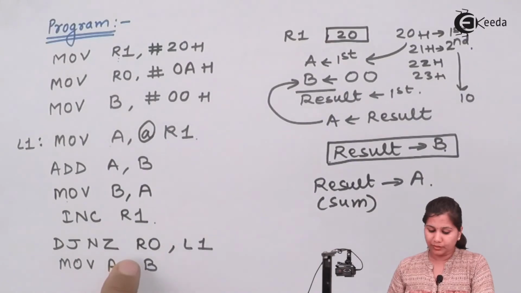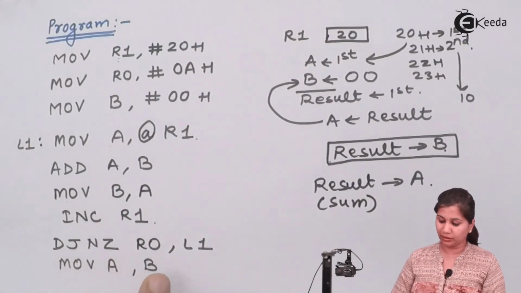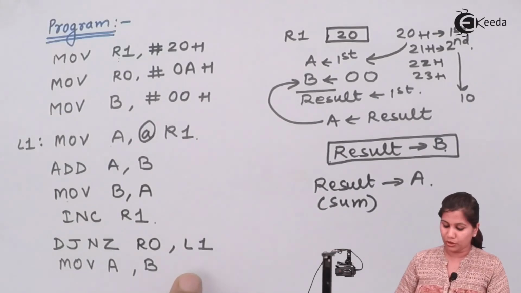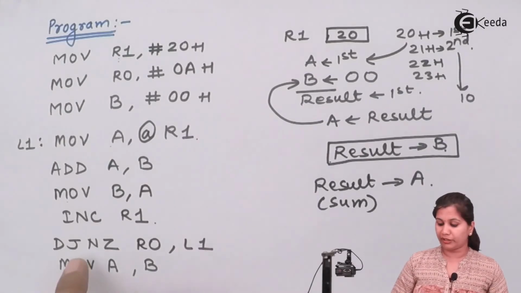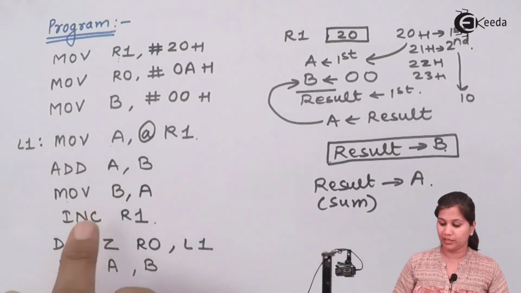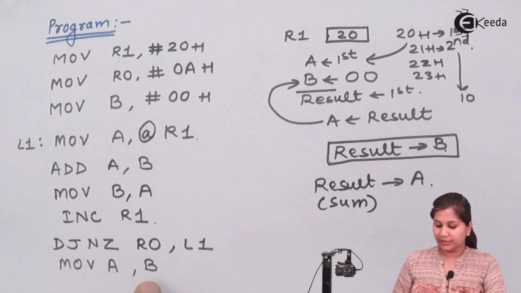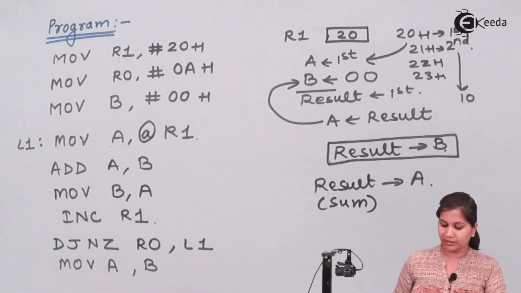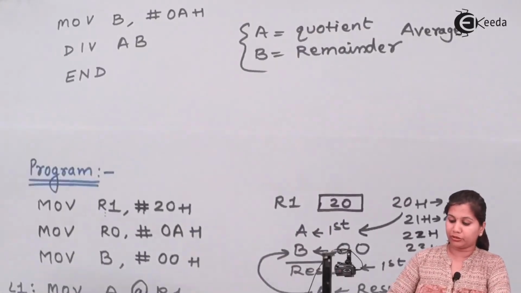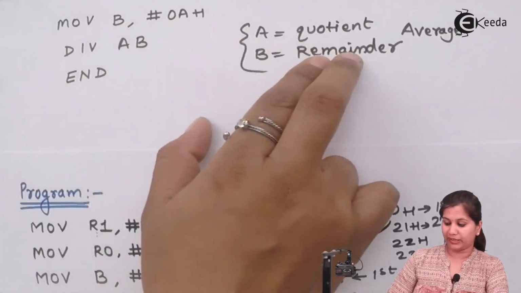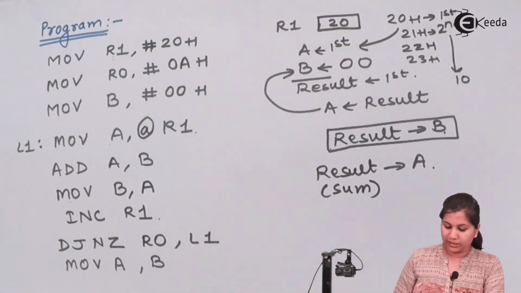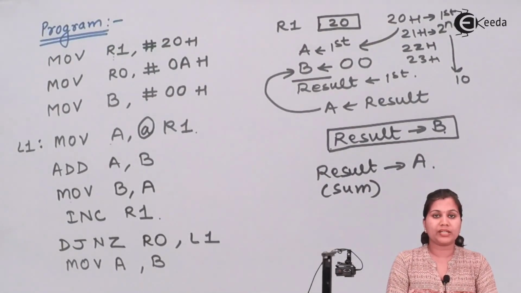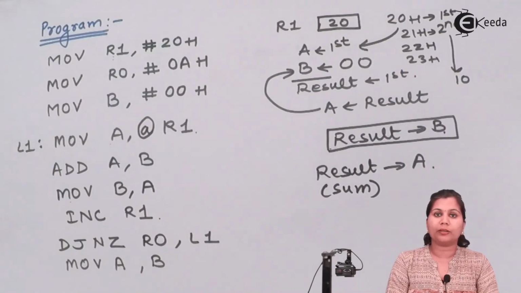Then we have to decrement R0, that is the count value. So when R0 is decremented, it is going to jump again to L1 if it is not 0, and then the process will be repeated. If it is 0, then the result is there in the B register. Move that result into the accumulator. Put the count in the B register, divide them to find the average, and you will get the average of the numbers. So this is the assembly language program using the instructions of the 8051 microcontroller to find the average of a block of n bytes.